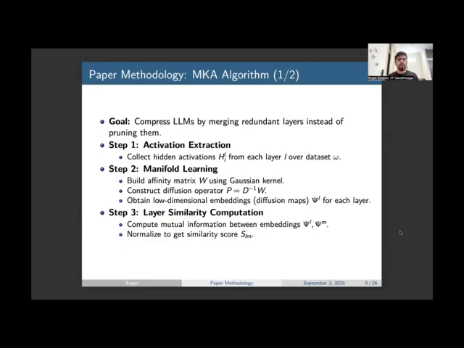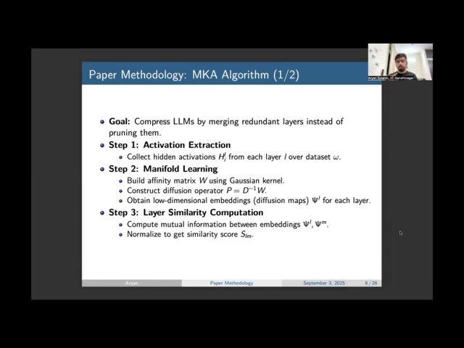Thank you, Soham. Hello, my name is Aryan and I'll be discussing the actual MKA algorithm. What we know is that we need to compress these LLMs and we need to merge layers. That is the main idea, because the assumption is that these layers have redundant information, or the information that they have in them is quite similar. Hence, we can reduce this information by merging two layers into one.